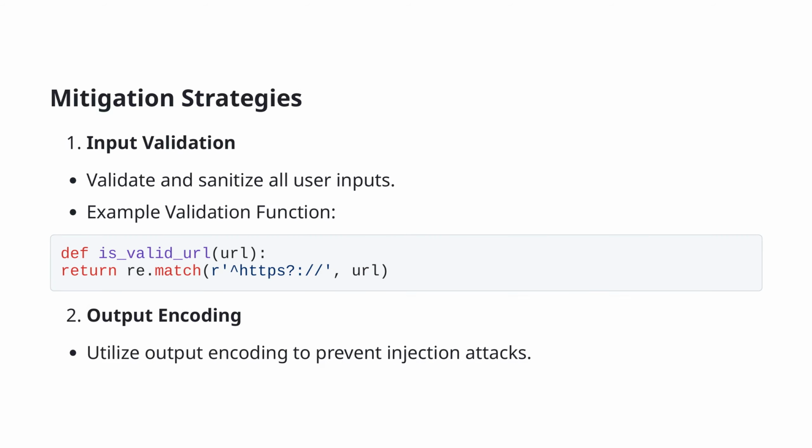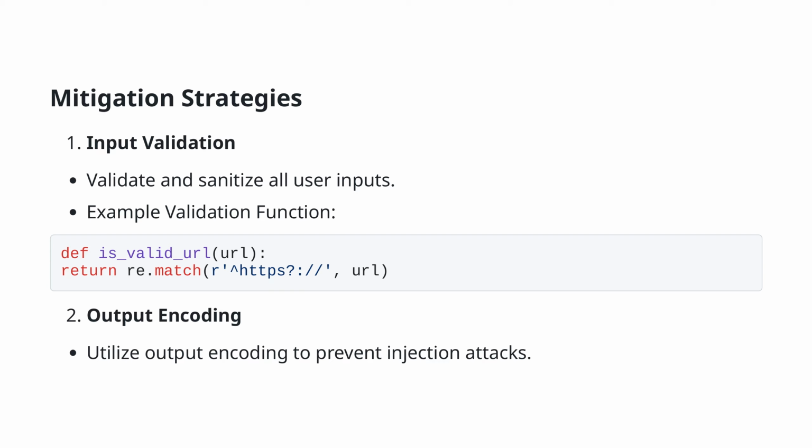Now, let's discuss some key mitigation strategies to prevent the exploitation scenarios we talked about earlier. Firstly, input validation is crucial. We should validate and sanitize all user inputs to ensure that they adhere to the expected formats. One effective approach is to use functions like the example provided here. The isValidURL function checks if the input URL starts with HTTP or HTTPS, thus filtering out potentially harmful inputs.